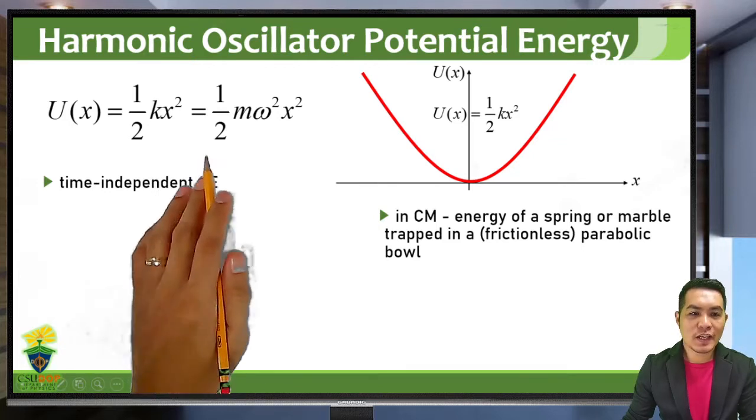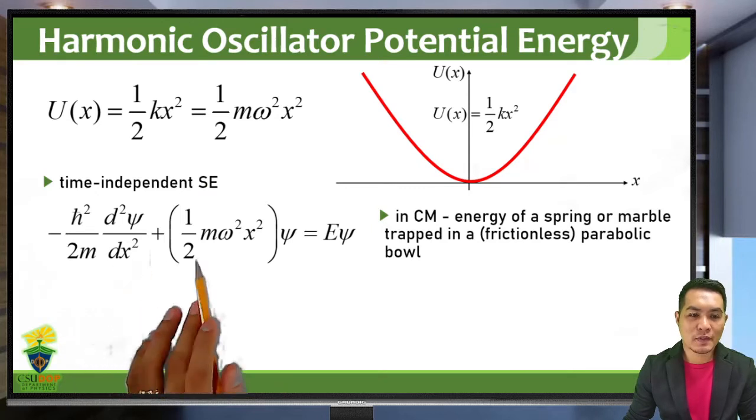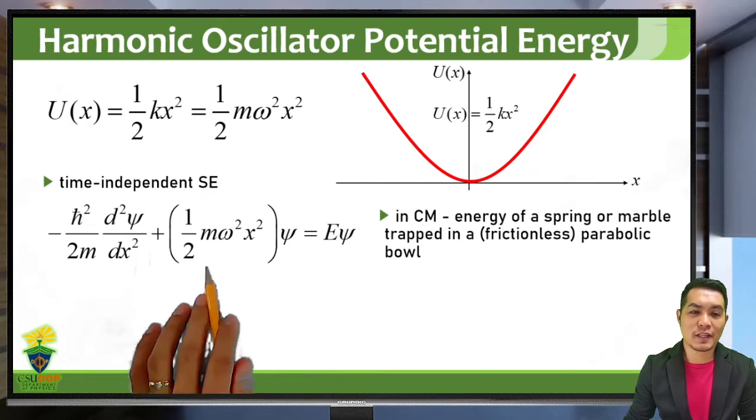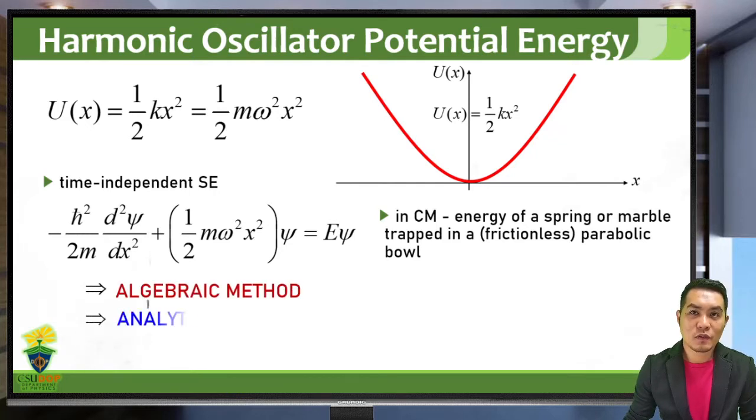Using this potential energy, our time-independent Schrödinger equation now becomes this. So this is our U times psi. There are two methods in solving this second-order differential equation. We can use an algebraic method or an analytical method. For this lesson, we will just focus on the algebraic method.